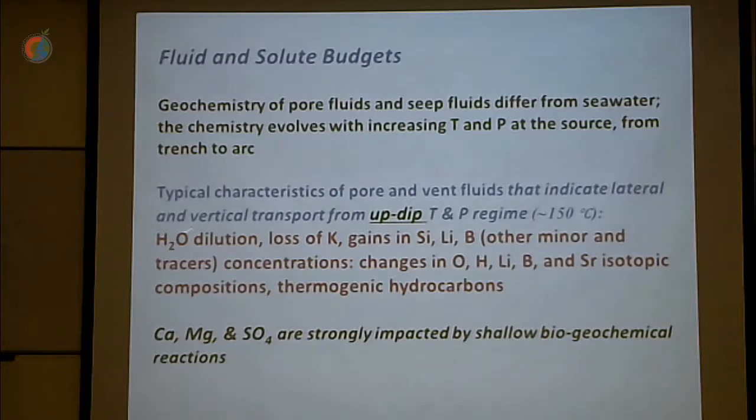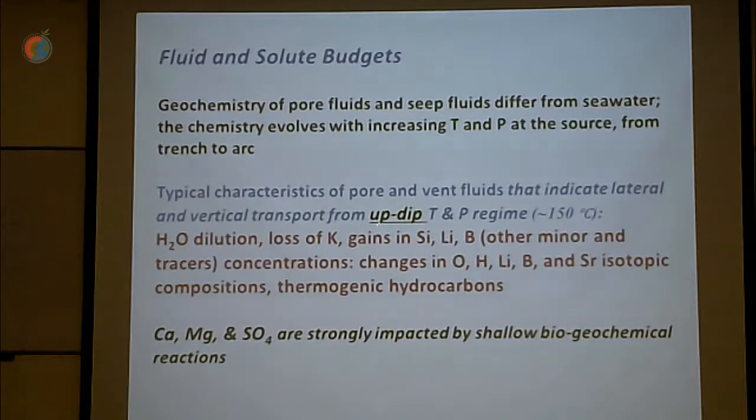What we see is that the fluids are diluted, they've lost potassium, they gained these, and then there are all kinds of changes in the isotopes of these fluids as well. And you see thermogenic hydrocarbons. These components are being utilized very early because of biogeochemistry in this environment, so they are strongly impacted by shallow geochemical reactions.